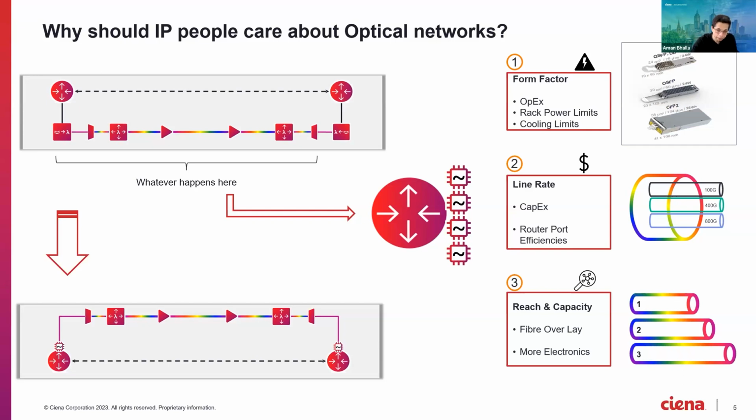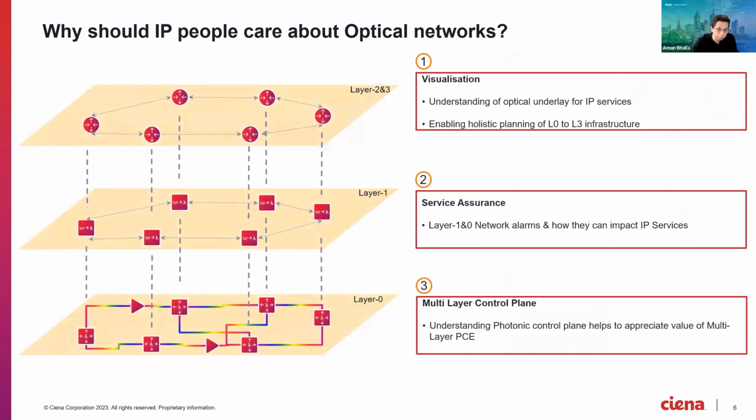Going on further, there are more. If we move away from the business side and start talking about the operations side and the network-running side of the world, what are the points you need to consider? The first and foremost thing is visualization. If we move towards IP optical convergence, there is understanding of your optical underlay for IP services. Can you have one single pane of glass to show you, once your signal leaves the router and goes all the way across to the other router, how you can visualize it?